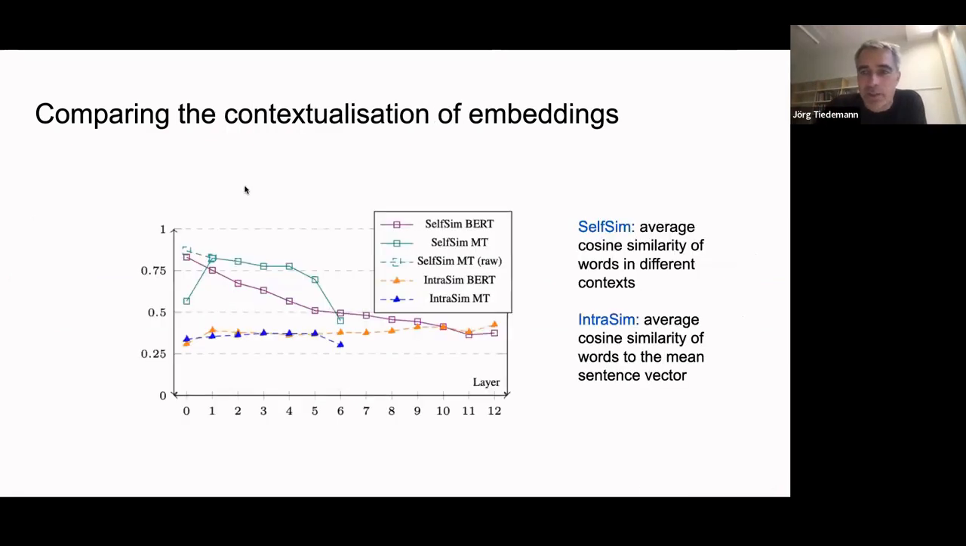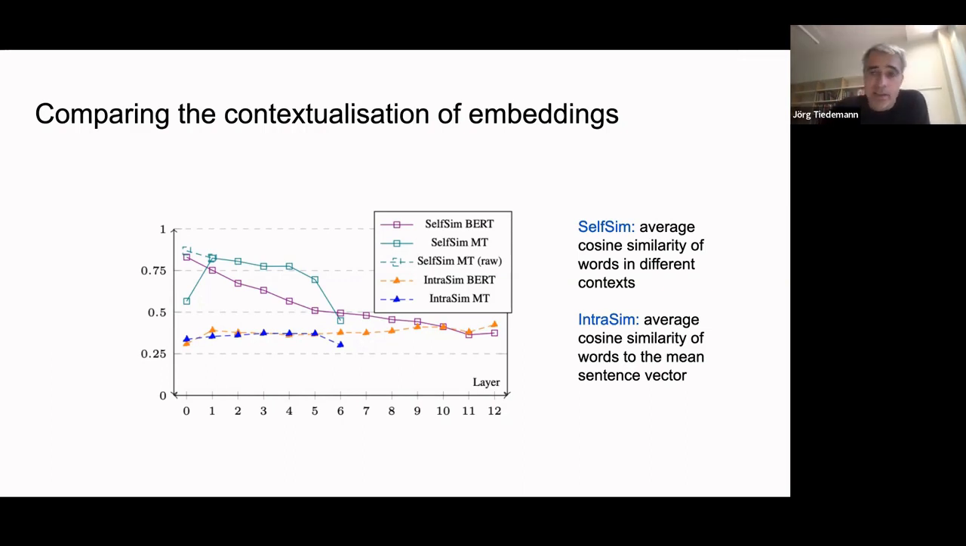I'm not sure how we'll do this with the remaining parts here. I can also jump more to the end and leave more time for discussions, as I've been taking quite a lot of time. But because I presented the self-similarity and intra-sentence similarity also, that might be interesting to look at from the point of view of what is happening on different layers again.